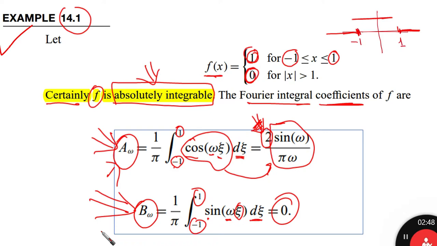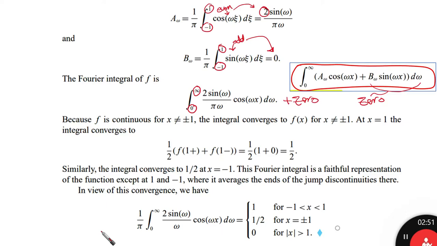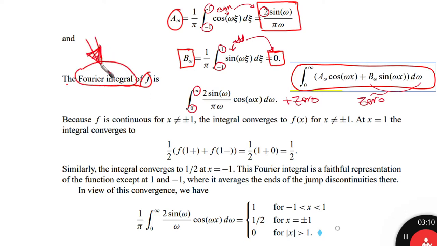So our coefficient b omega is going to be 0, right? As we said, a omega equals 2 sine omega over pi omega, and b omega equals 0. So the Fourier integral of f, remember what we are doing, we are trying to obtain the Fourier integral for our function, from 0 to infinity. This integral is represented like this: a coefficient a omega times cosine omega x, plus another coefficient b omega times sine omega x, d omega.